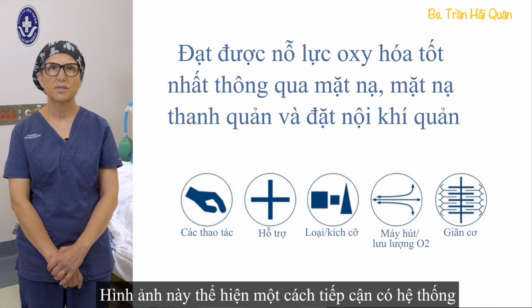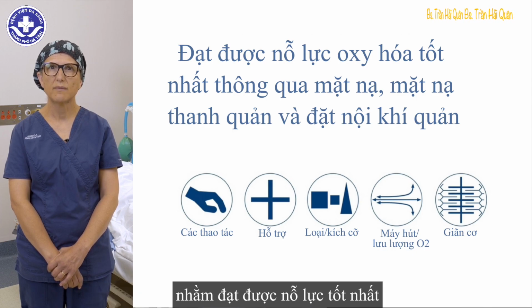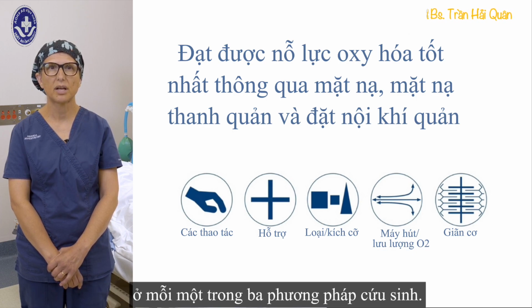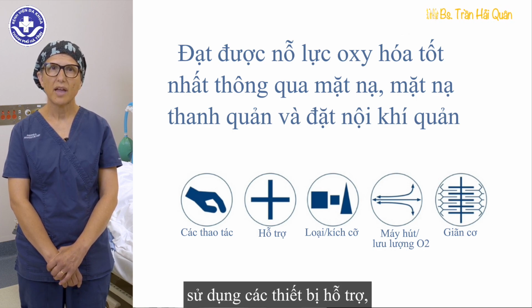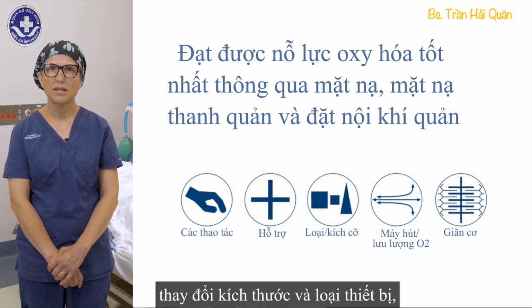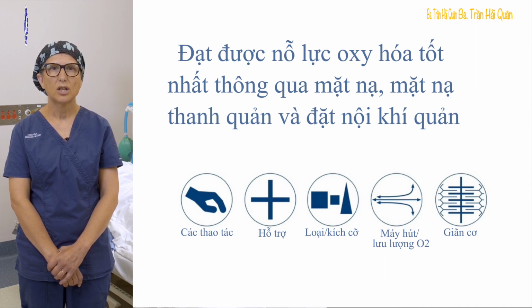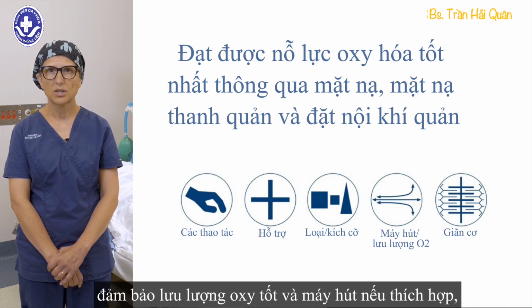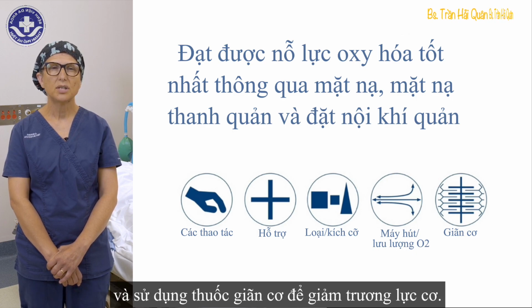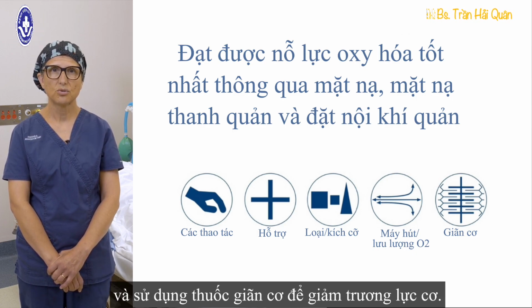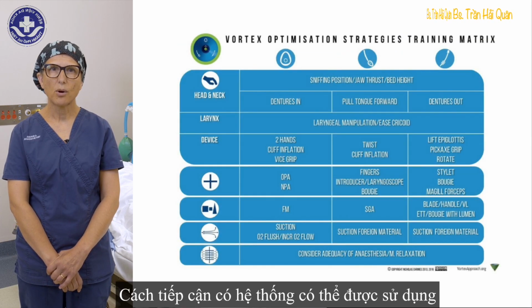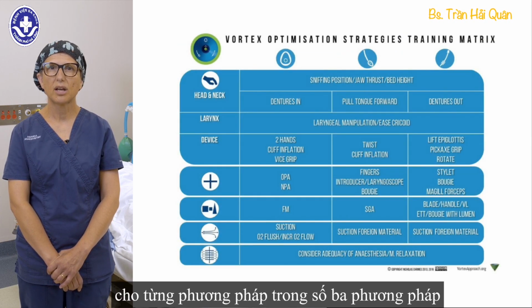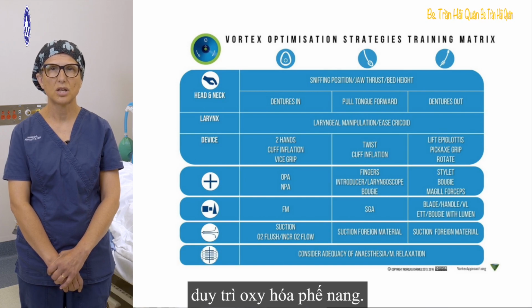This graphic represents a systematic approach to achieving the best attempt at each of the 3 lifelines. It includes manipulation, use of adjuncts, changing the size and type of equipment, ensuring good oxygen flow and suction if appropriate, and using a muscle relaxant to reduce muscle tone. The systematic approach can be used for each of the 3 lifelines for alveolar oxygenation.